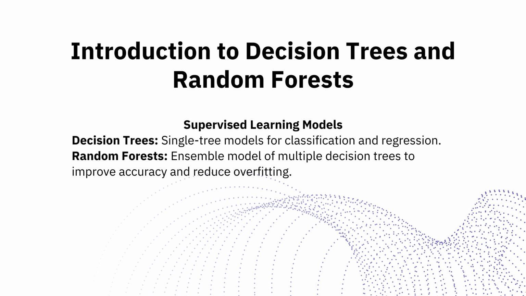Decision trees and random forests are part of the supervised learning family, used for both classification and regression tasks. While a decision tree is a single tree structure that splits data into subsets based on feature values, random forests combine multiple decision trees to form an ensemble, offering better accuracy and reduced overfitting.